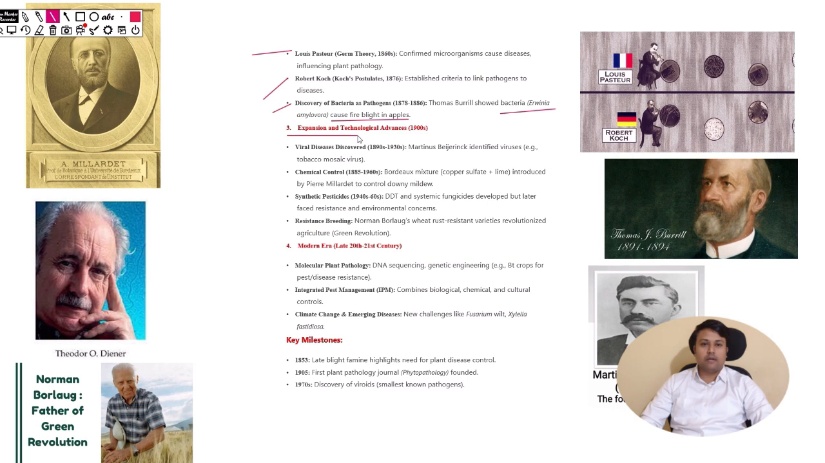Expansion and technology in the 19th century: viral diseases were discovered. Martinus Beijerinck identified viruses, TMV. He showed that the virus can pass through bacterial filters, and he named it Contagium vivum fluidum.